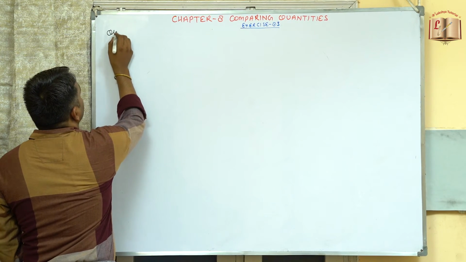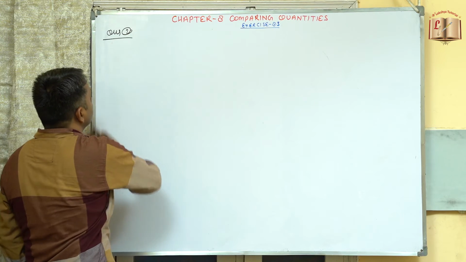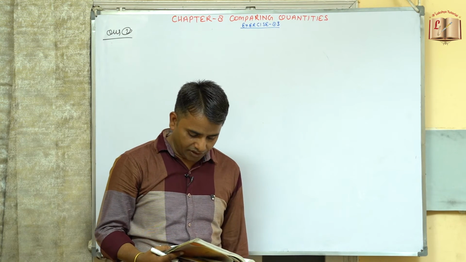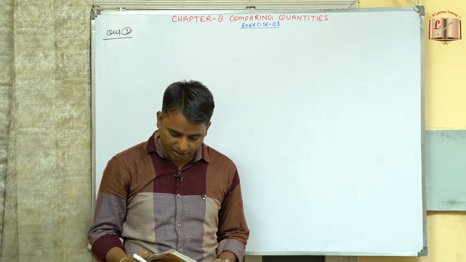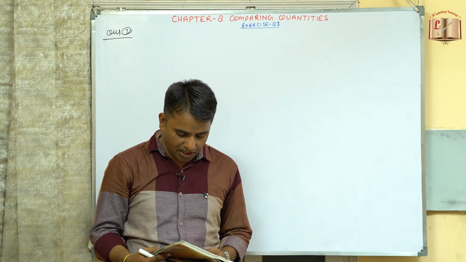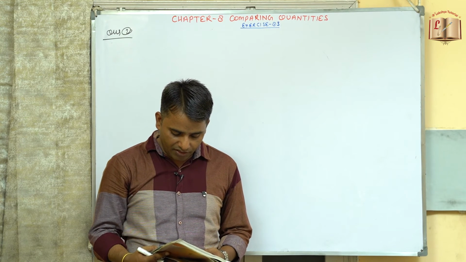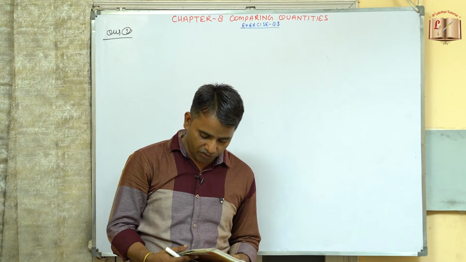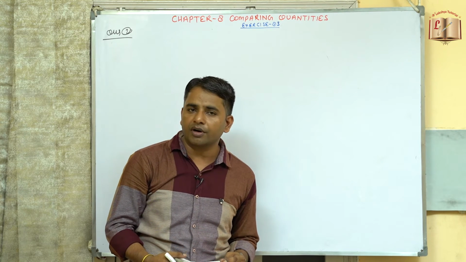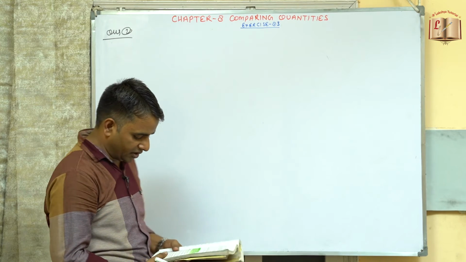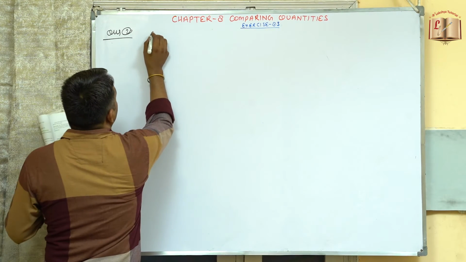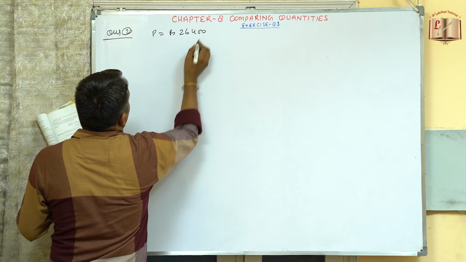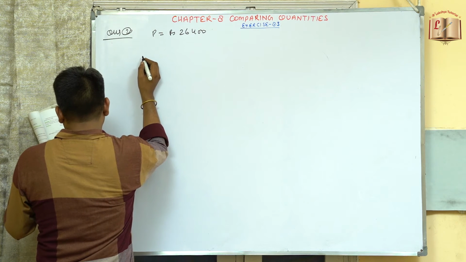So now coming to question number 2. Kamla borrowed rupees 26,400 from a bank to buy a scooter at a rate of 15% per annum compounded yearly. What amount will she pay at the end of 2 years and 4 months? First of all, we will find the compound interest, or A, for 2 years. So here P equals rupees 26,400, and this is compounded annually.